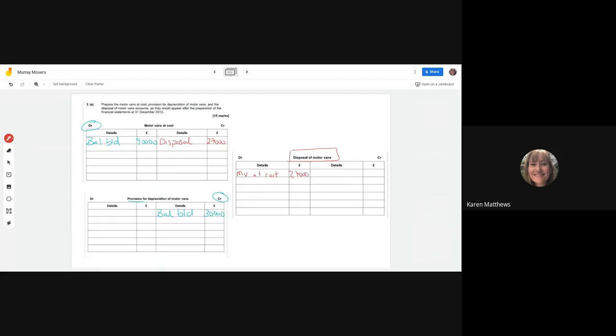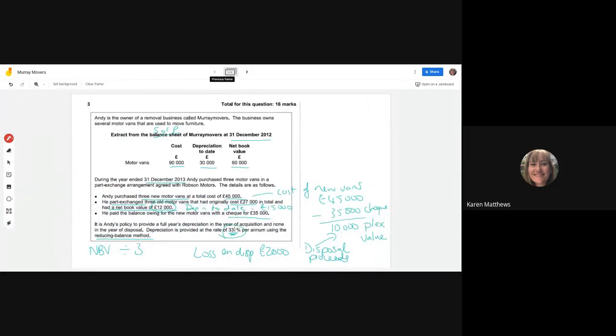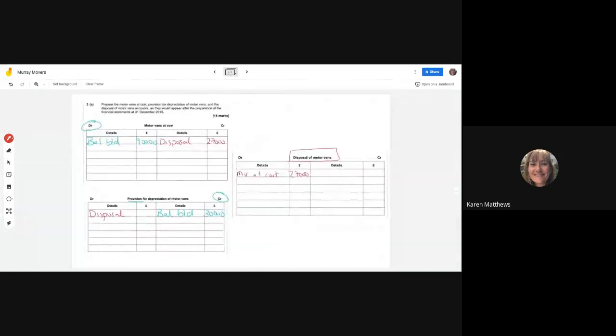And then we also have to get rid of the associated depreciation. So the £15,000, I think it was, let's just check. Yeah, we worked out the depreciation to date was £15,000. So that 15,000 is coming out of the provision for depreciation and into the disposal account. So provision for depreciation, £15,000. Okay, so we've now effectively got the net book value into the disposal account, which is £12,000.